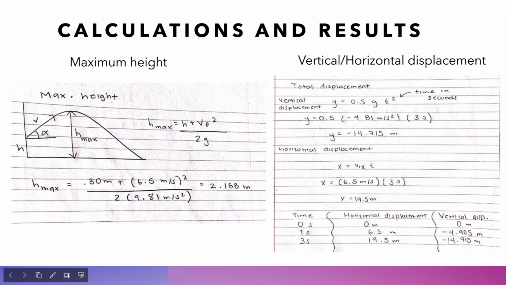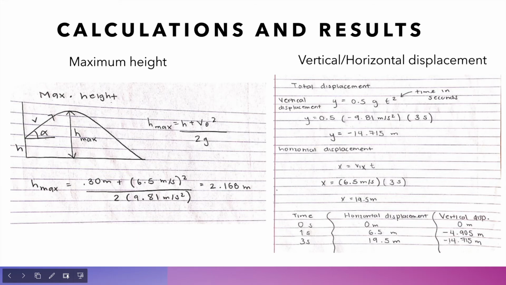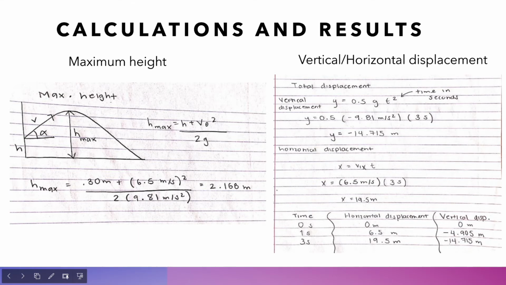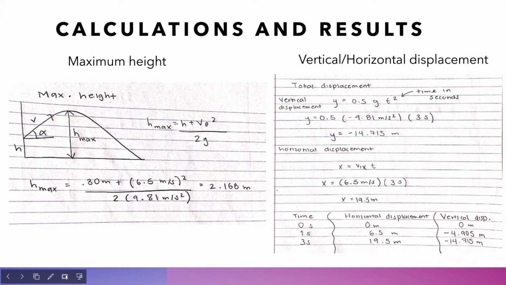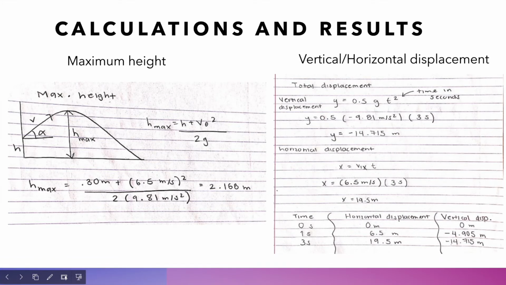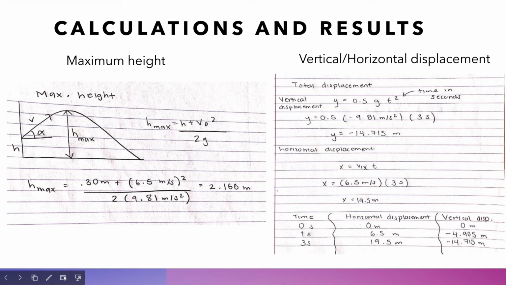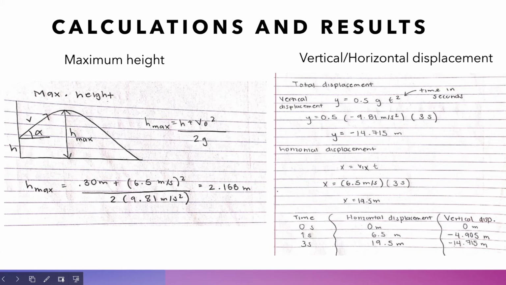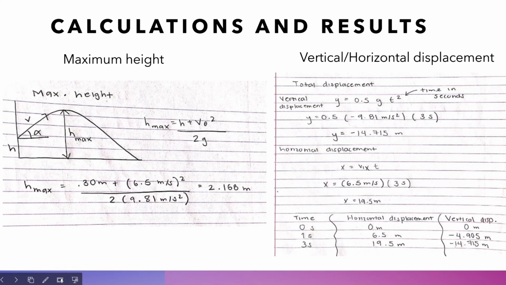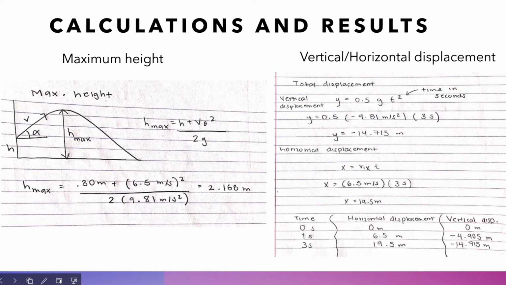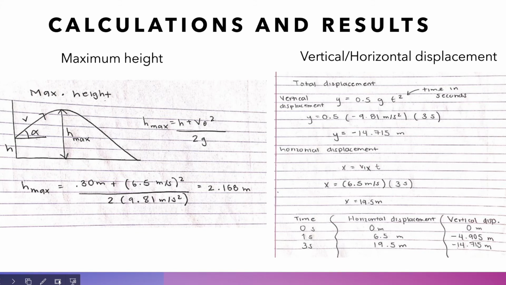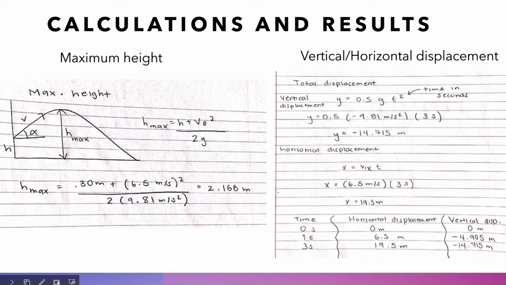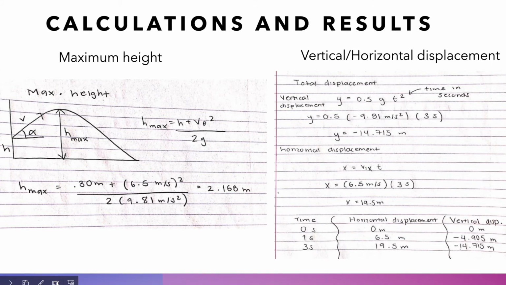Then we calculated the vertical and the horizontal displacement. For the vertical displacement, we used the formula y is equal to 0.5 times gravity times time in seconds squared. Based on the video, we noticed that it took the rocket 3 seconds to launch from the base until it got lost in the desert. So we used that value to plug it into the original equation, and our result was negative 14.715 meters. The result was negative because our gravity was negative because it was a vertical displacement.